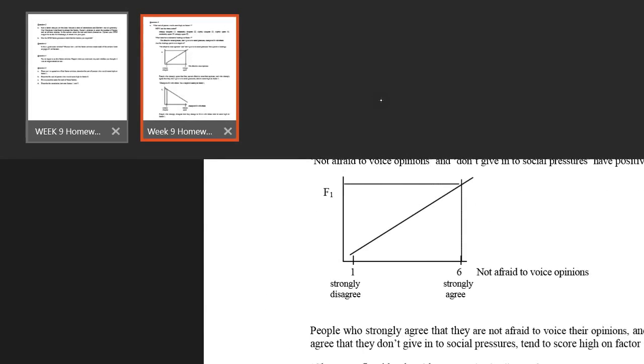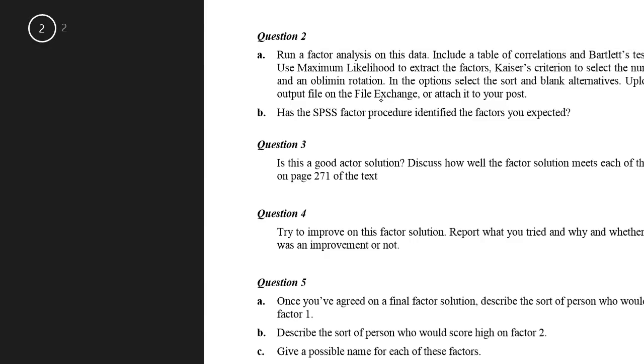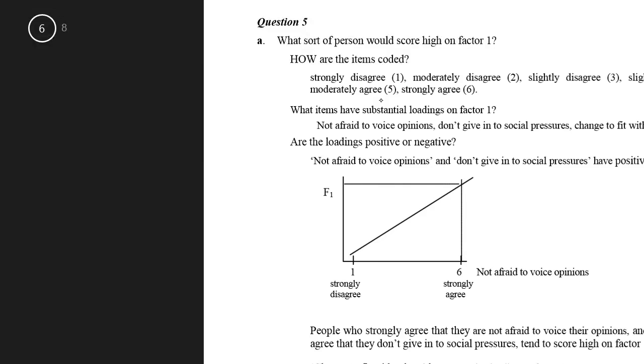Okay. So question 5, once you've agreed on a final factor solution, describe the sort of person who would score high on factor 1. Describe the sort of person who would score high on factor 2. Give a possible name for each of the factors and describe the correlations between factors 1 and 2. So for the first factor, we had items 5, 6 and 7. So the items are quoted from strongly disagree to strongly agree.